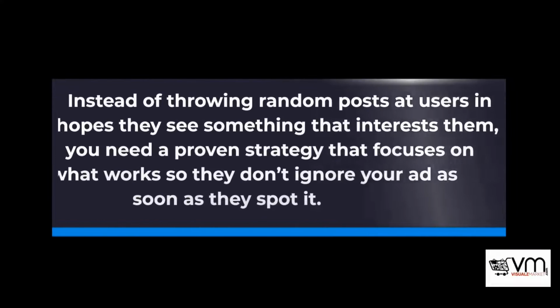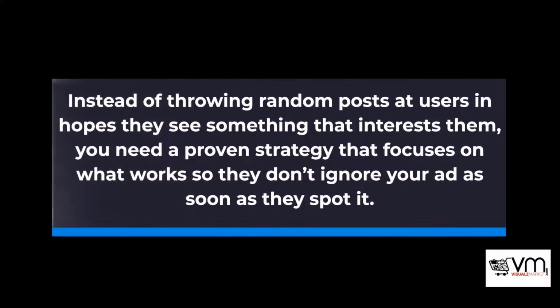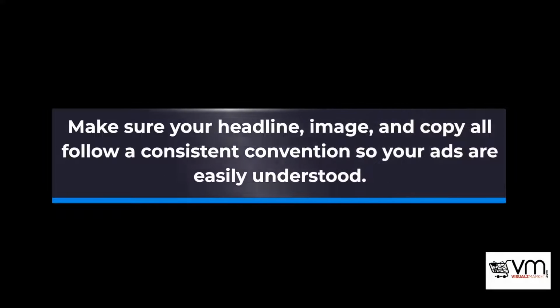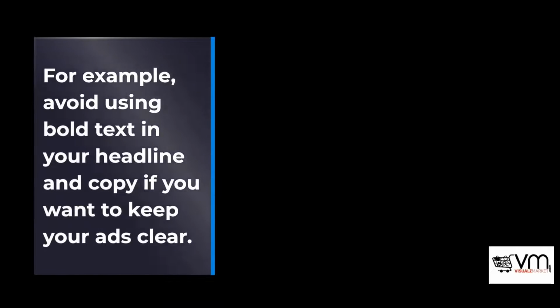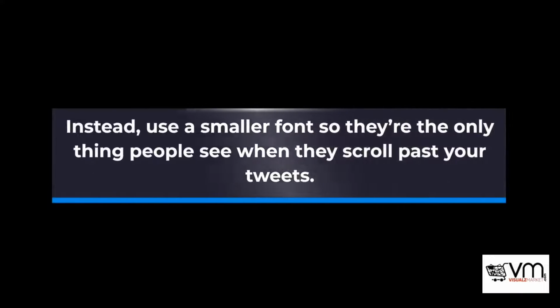Instead of throwing random posts at users in hopes they see something that interests them, you need a proven strategy that focuses on what works, so they don't ignore your ad as soon as they spot it. Make sure your headline, visuals, and copy all follow a consistent convention so your ads are easily understood. For example, avoid using bold text in your headline and copy if you want to keep your ads clear. Instead, use a smaller font, so they're the only thing people see when they scroll past your tweets.